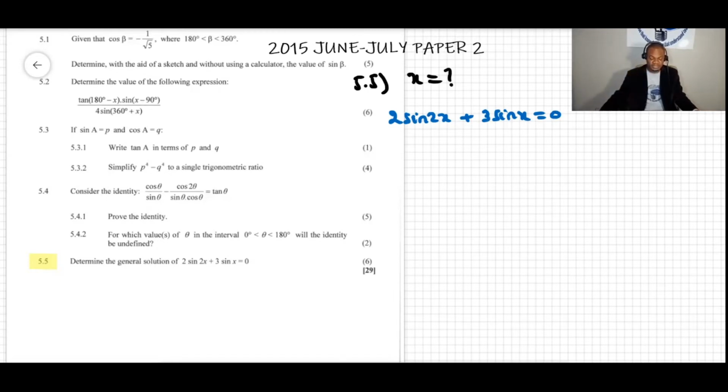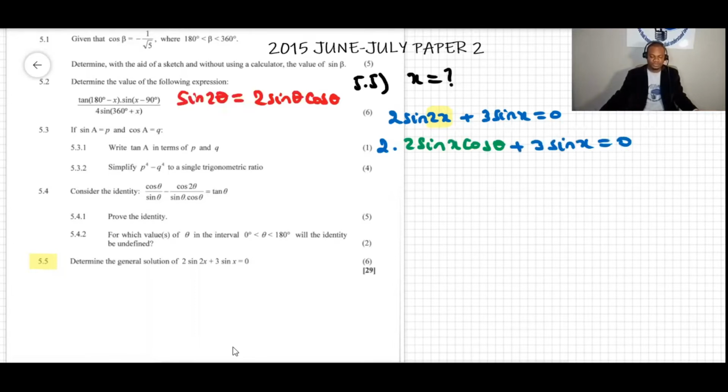We can apply some identity here, because we can see a double angle here. We do know that sine of 2 theta is given by 2 sine theta cos theta. This is the double angle identity. So we can write here 2 times 2 sine x cos x, plus 3 sine x equal to 0. Now all this makes 4 sine x cos x.